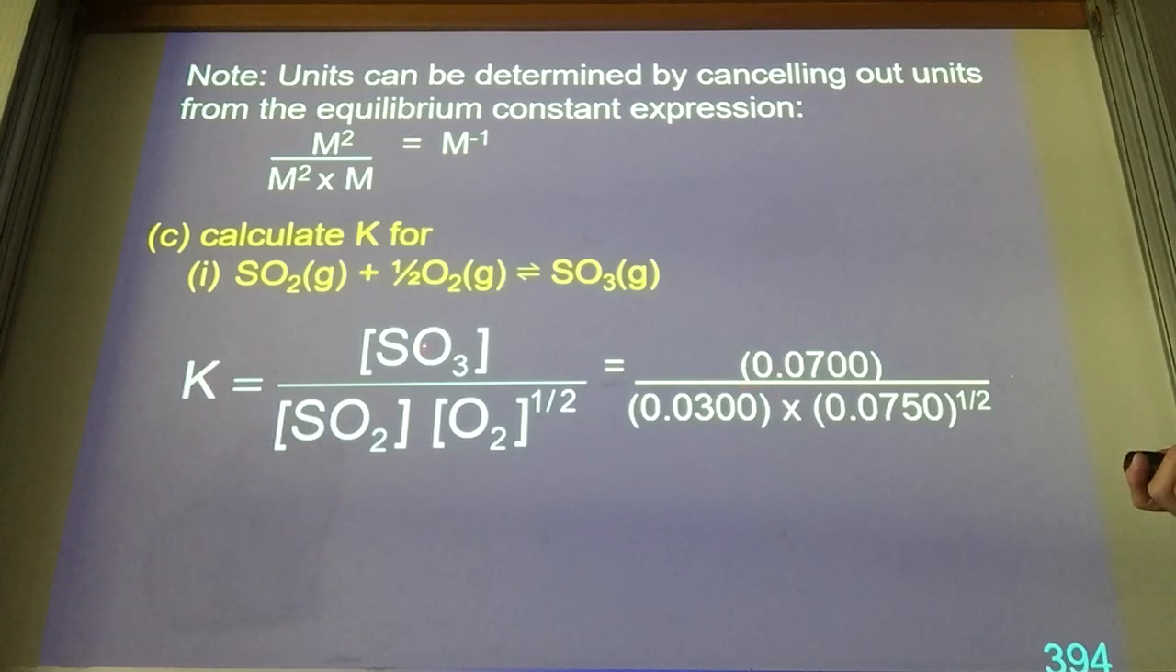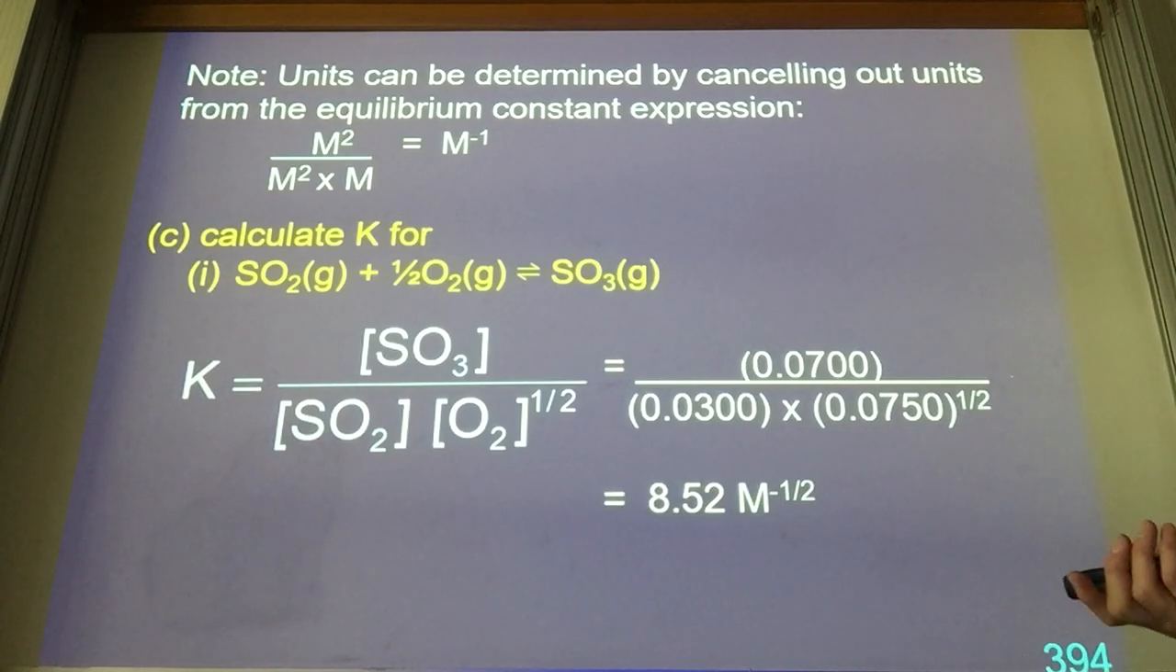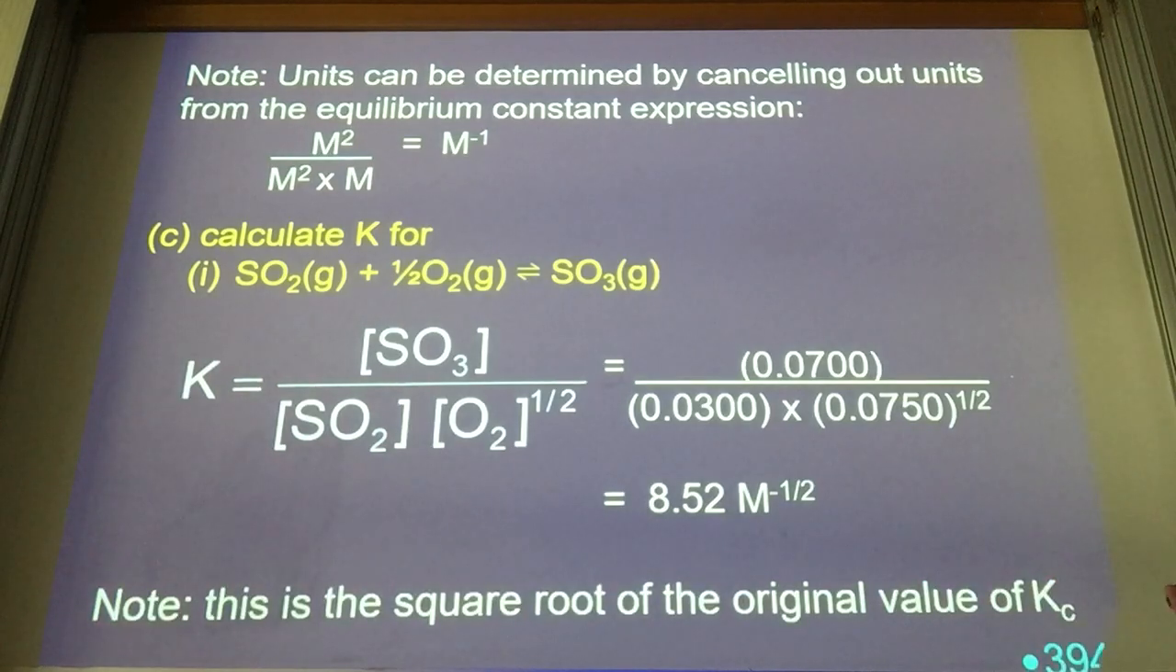So instead of SO3 squared, it's going to be SO3. Instead of SO2 squared, it's going to be SO2. Instead of oxygen, it's going to be oxygen to the power of a half, which is, of course, root oxygen. When we work it out, that's what we'll get. And note that that is the numerical square root of the original value of K for the original version of the equation.